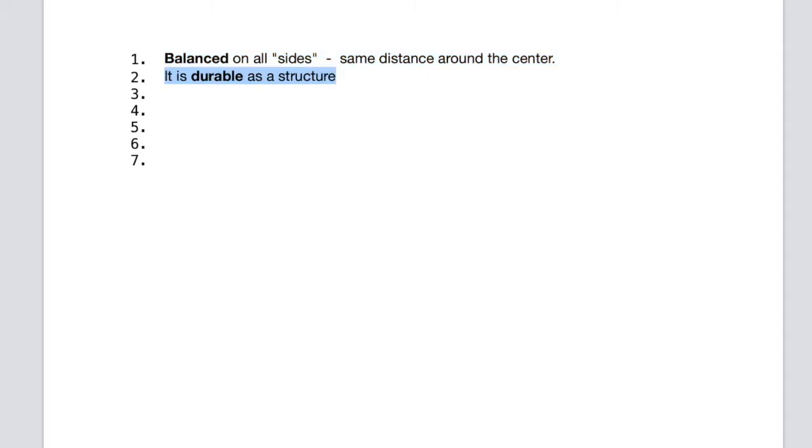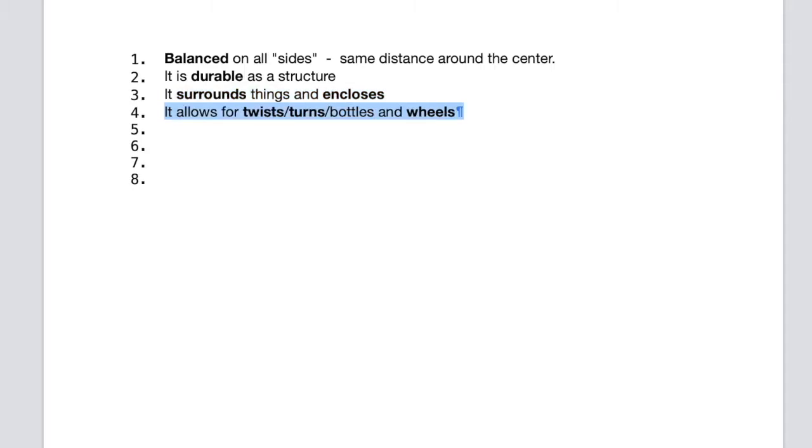The circle is great because it's durable as a structure. It has a little bit of give to it. Obviously, it's what we could put thousands of pounds on a wheel and roll it down the street. Another property of the circle, right, is that it's going to enclose things and it's going to surround them. It allows for twists and turns and wheels and bottles and curves.